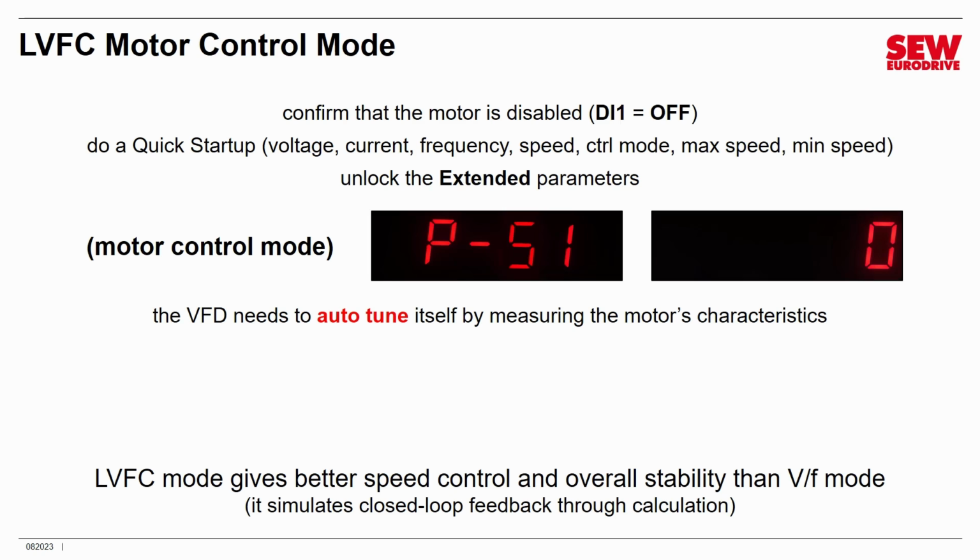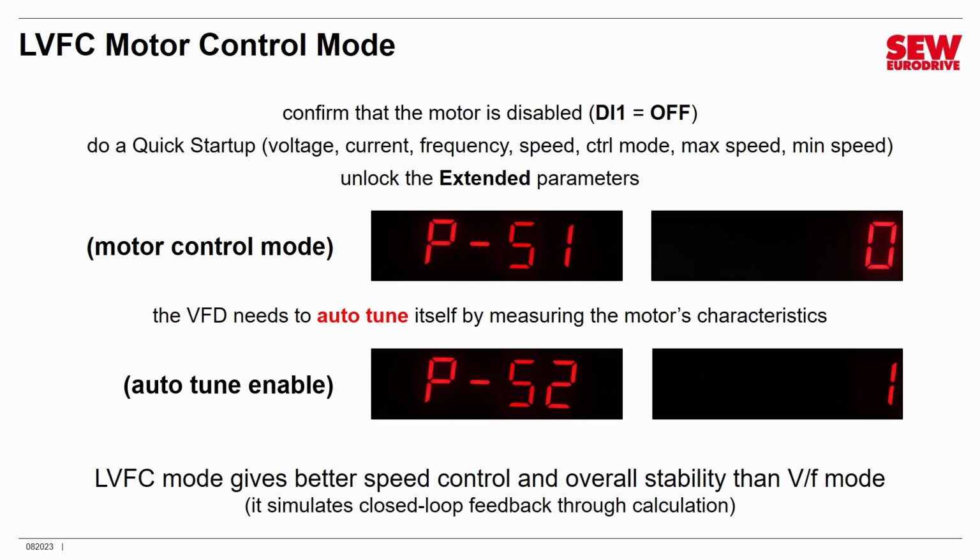So here's how we trigger auto-tuning. We go to parameter 52 and we set it to 1, and as soon as you do that, auto-tuning will begin. You'll hear the motor make some funny noises and possibly move. This can take up to 2 minutes. Eventually, however, it will be complete, and then the VFD is going to be tuned to the motor and able to operate in LVFC mode. Okay, so that is all you have to do to change modes.